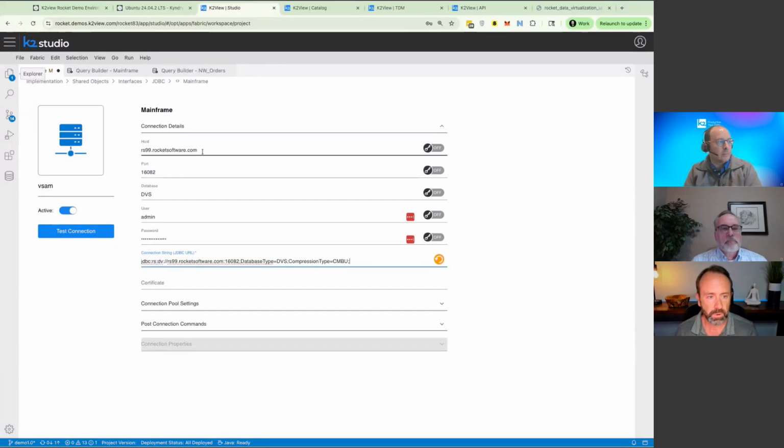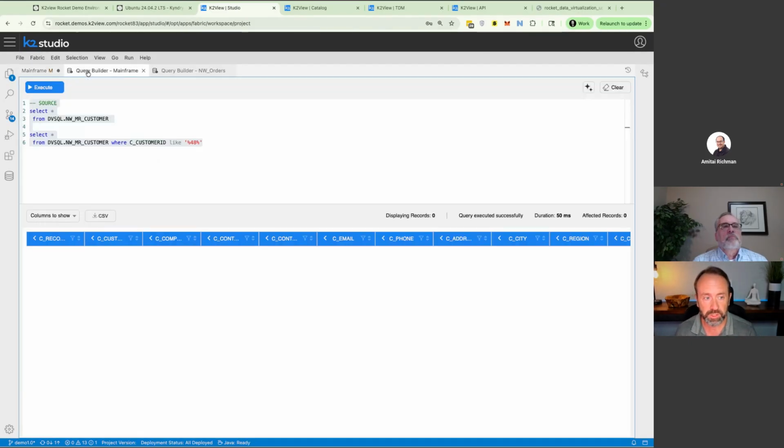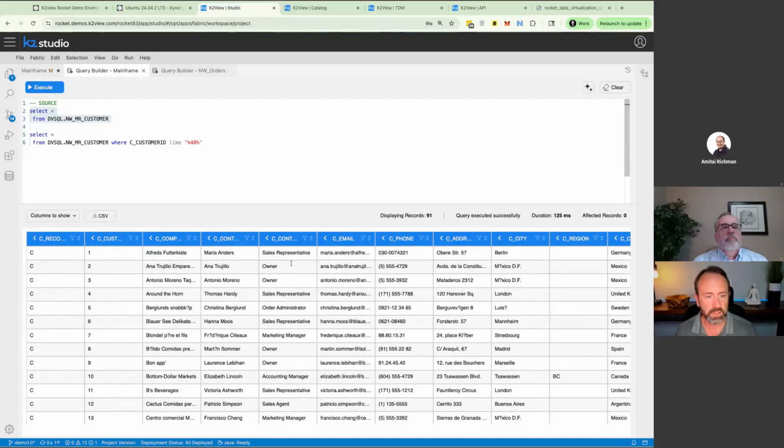So you can see that we're running this on our host here with Rocket Software. It's going through this particular port, and username, passwords. These can be stored in a secret manager or a KMS, and then you can see the connection string that we've got here. So now I've configured that, it allows me to run queries directly on the mainframe. I'll just run an example query here, and you can see this came back in 125 milliseconds.